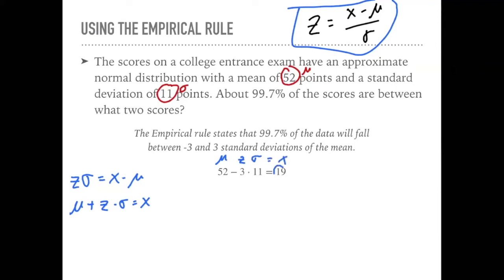So that means one of our values is 19. So we plugged in -3 first, then we plug in +3, get our other value. So we're saying that 99.7% of the scores fall between 19 and 85.